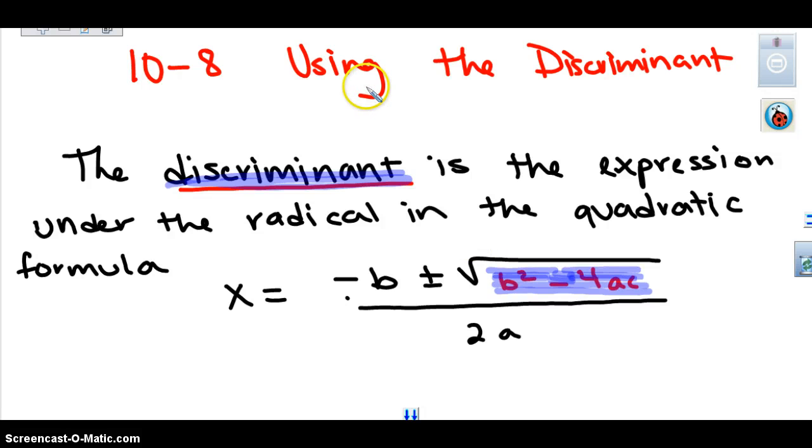So today we're using the discriminant. The discriminant is the expression under the radical in the quadratic formula. That means that the discriminant is b squared minus 4ac.